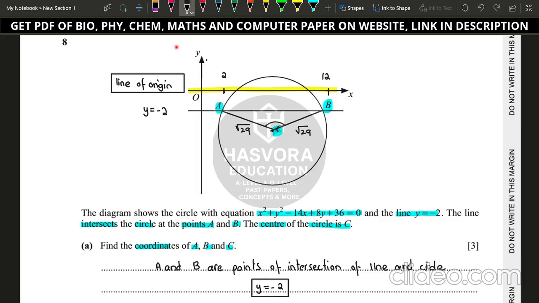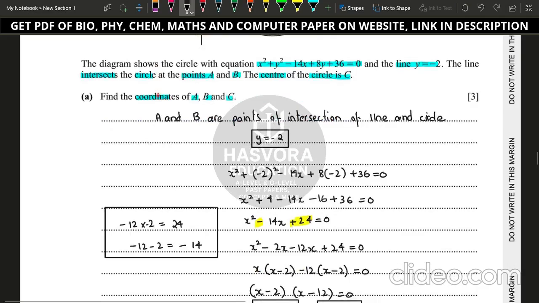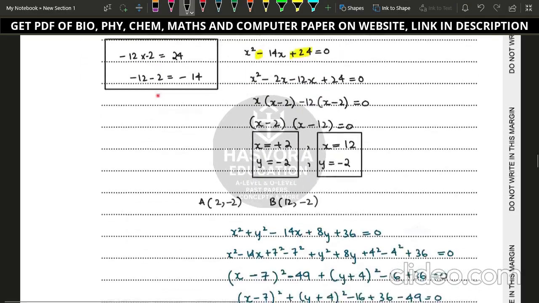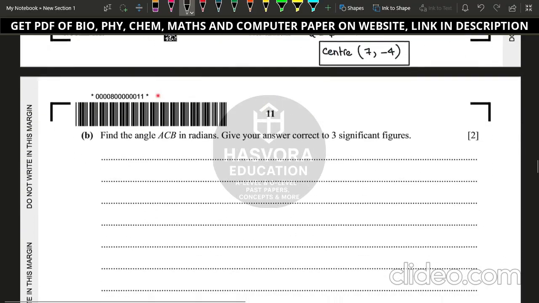Now the main challenge that we have to face here is that we do not know the length of AB, but we do know the coordinates of AB. So we will find the distance of AB. Okay, so the coordinates are 2 minus 2 and the other one is 12 minus 2.